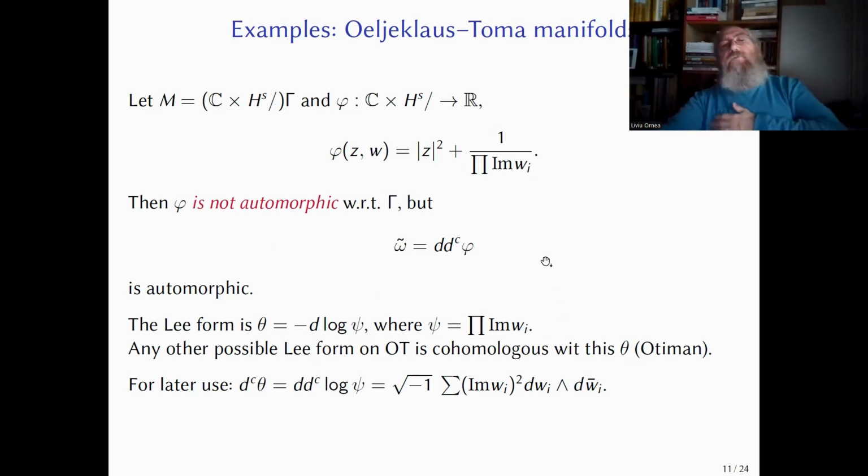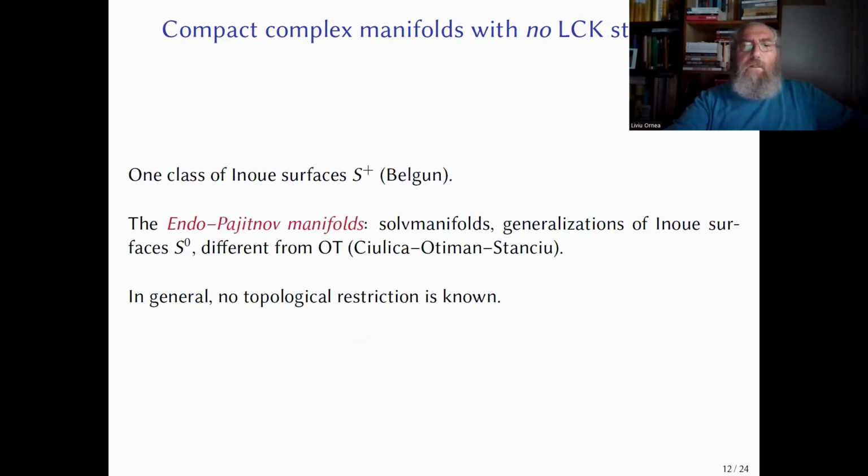Okay, so far for the Oeljeklaus-Toma manifolds, they are very, very useful examples, especially because, being associated to number fields, you can test and compute a lot of things starting from well-chosen polynomials. These are, as far as I know, at this moment some concrete examples of complex compact manifolds which cannot have LCK structure.